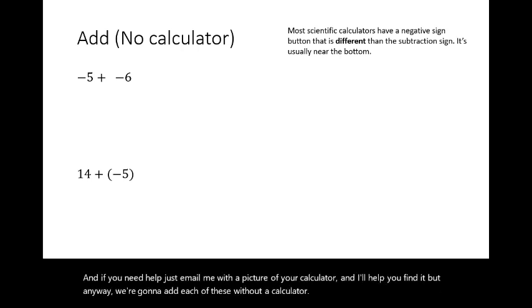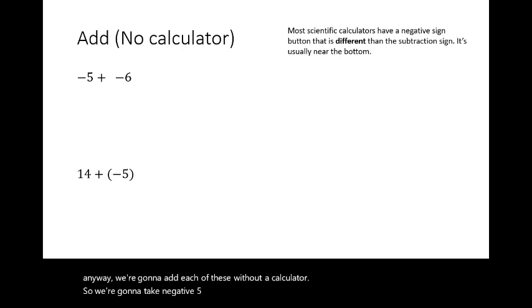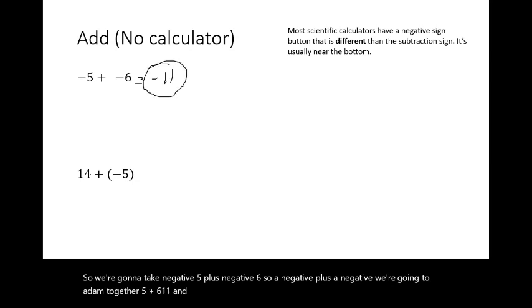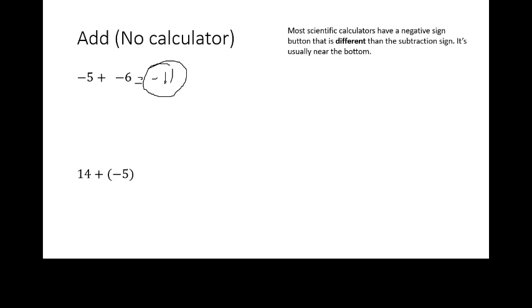So if we're going to take negative 5 plus negative 6, a negative plus a negative, we're just going to add them together. 5 plus 6 is 11, and the answer is negative. So negative 5 plus negative 6 is going to give us negative 11.